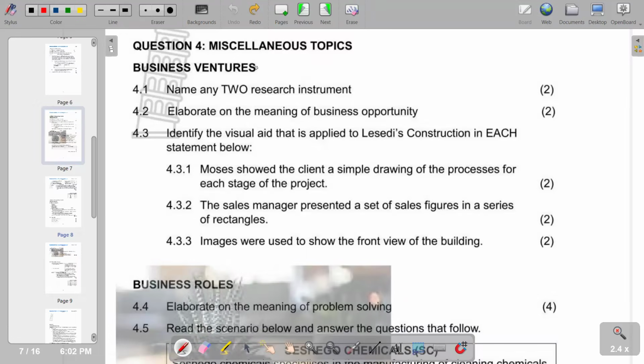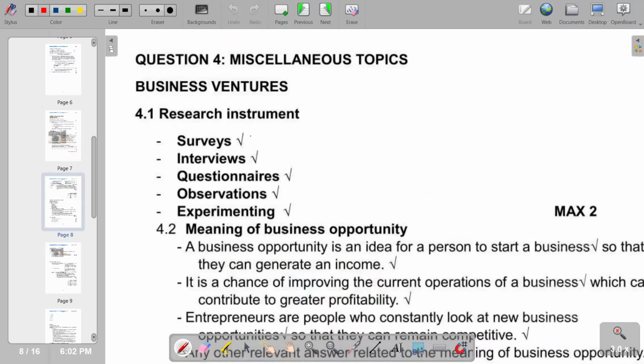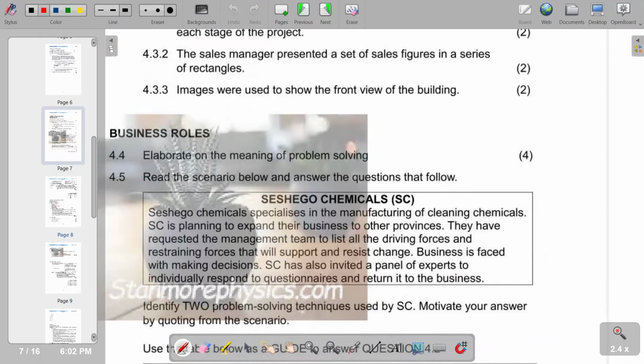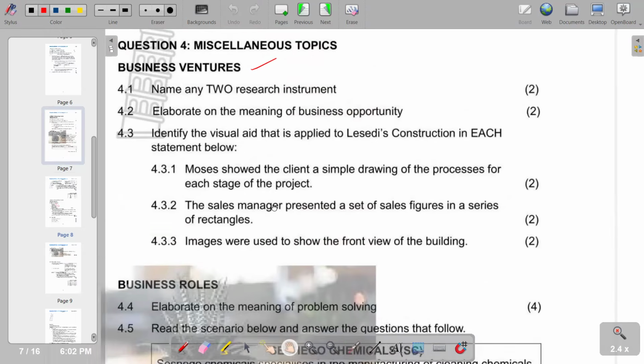Our question 4 is on business ventures, and it is named any two research instruments. So we see that we have got various research instruments. We'll talk about observations. We can also have interviews and questionnaires as our research instruments. So we have them in our answer section, whereby we are saying we've got surveys, interviews, questionnaires, observations, and experimenting as instruments.